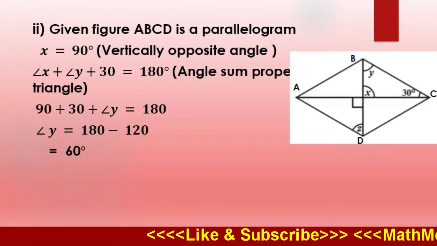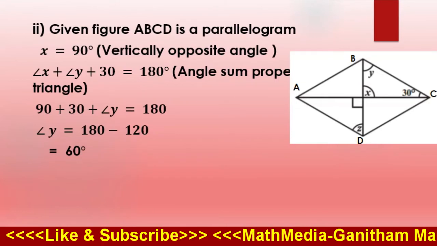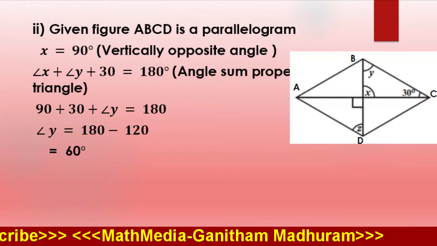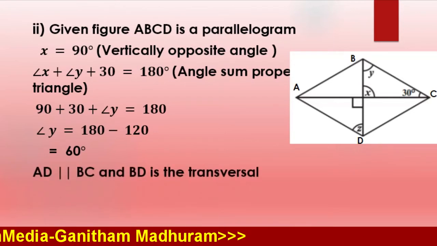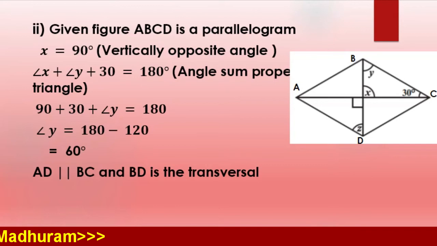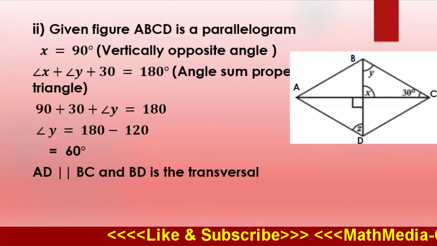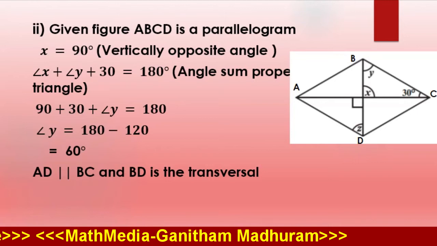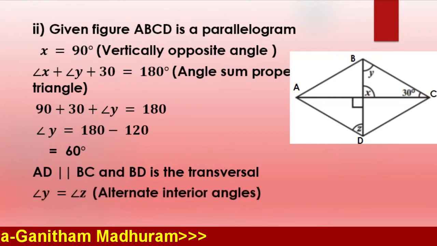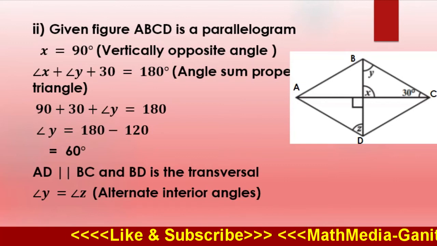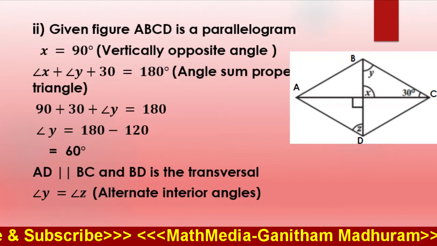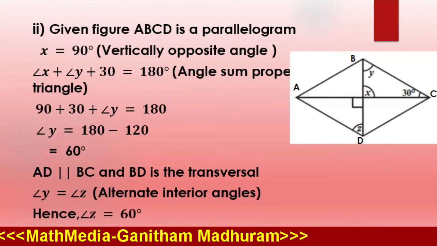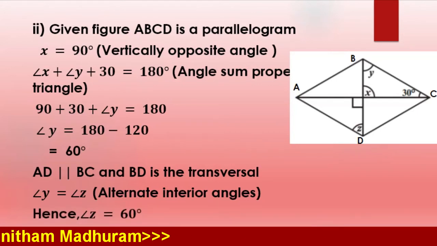Now we got angle x and angle y. Now we have to find angle z. Since AD parallel to BC and BD is the transversal, hence angle y equal to angle z, that is alternate interior angles. Hence angle z equal to 60 degrees.